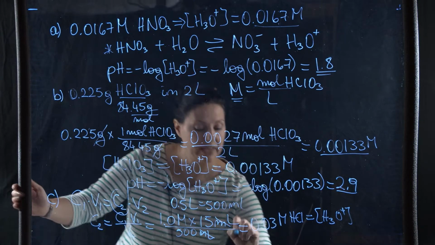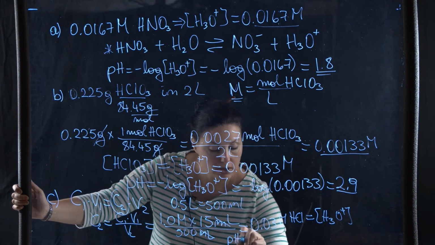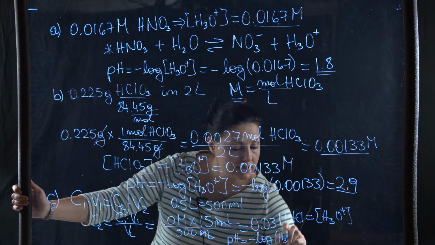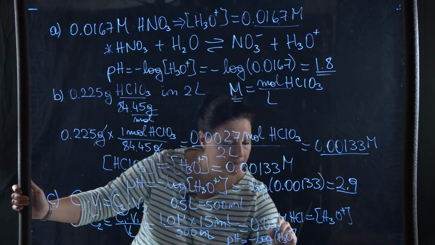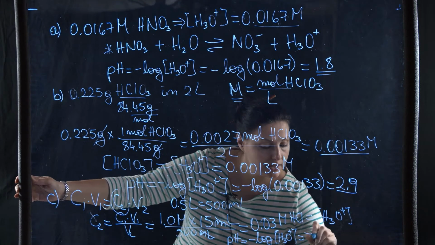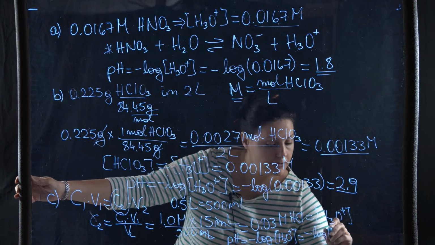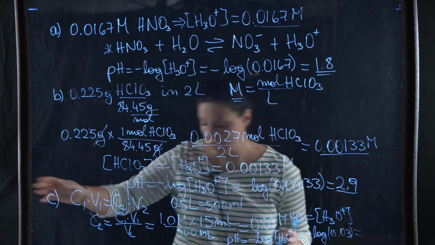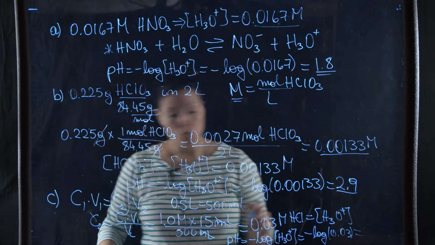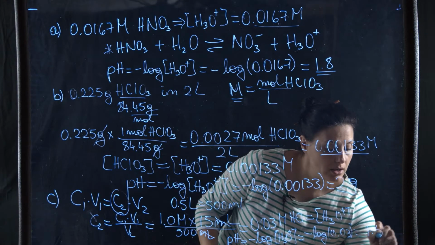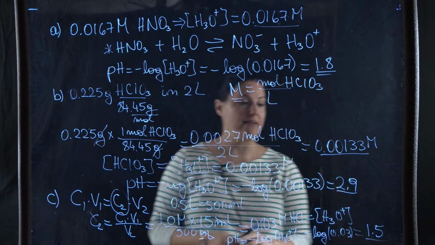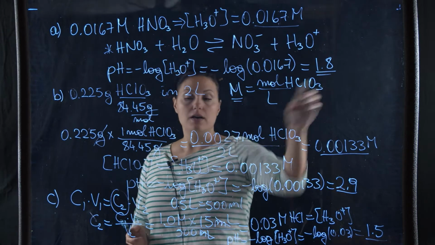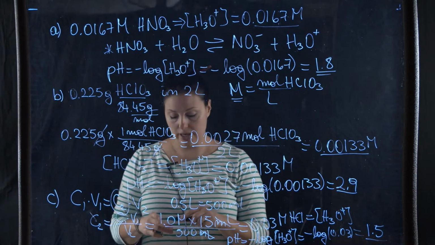So to find the pH, I do minus log of the H3O plus concentration, minus log of 0.03, which is equal to 1.5, a pH of 1.5. As you can see, these are very small numbers because we are dealing with strong acids.